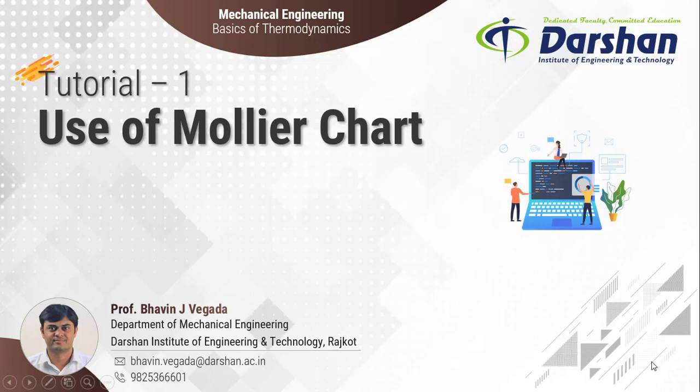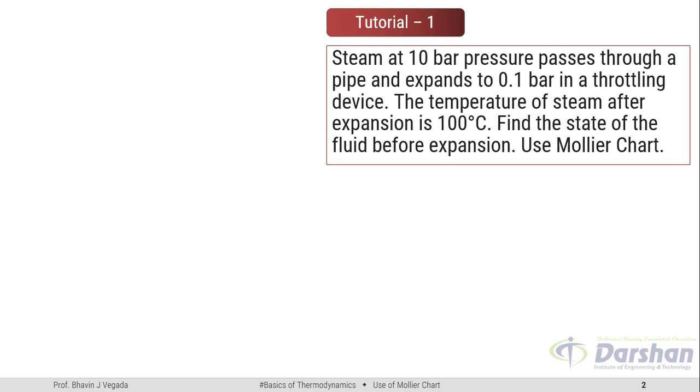Hello friends, in this video we will solve a simple problem using the Mollier chart. Let us consider steam at 10 bar pressure that passes through a pipe and expands to 0.1 bar in a throttling device. The temperature of steam after expansion is 100 degrees Celsius, and we need to find out the state of the fluid before expansion using the Mollier chart.